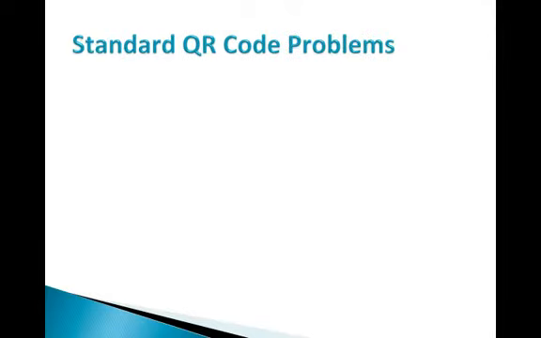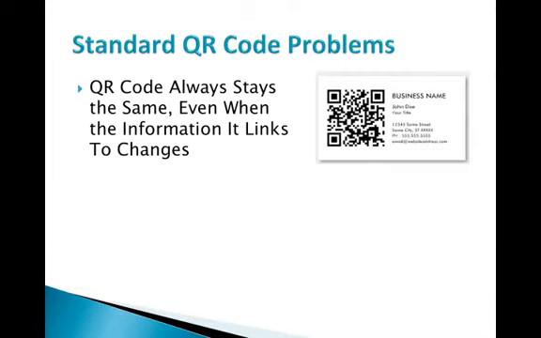As great as QR codes are, there's an inherent problem with the standard QR code you see today. It always stays the same, even when the information it links to changes. And that's a problem when you just printed all your business cards with a QR code, and then you have to change your email address, your phone number, or you moved your office. Now everyone who has your QR code in their phone or on their business card goes to the wrong phone number, email address, physical address, even the wrong website address.